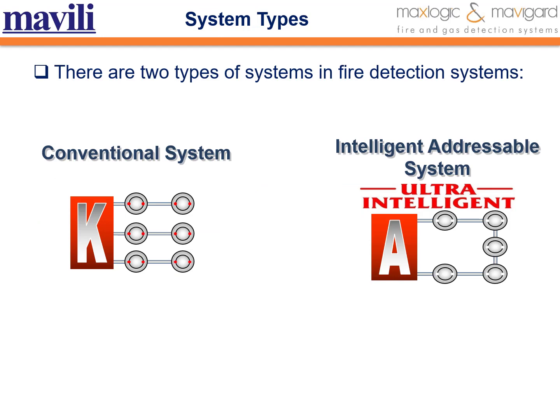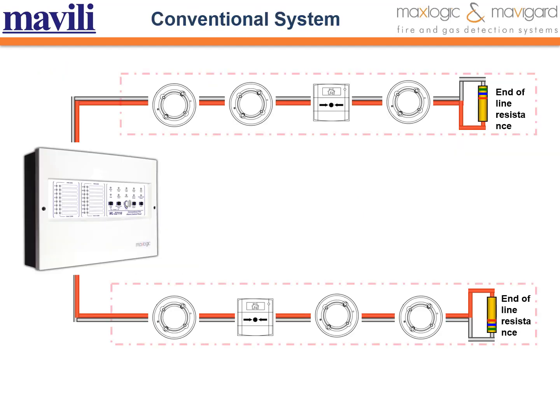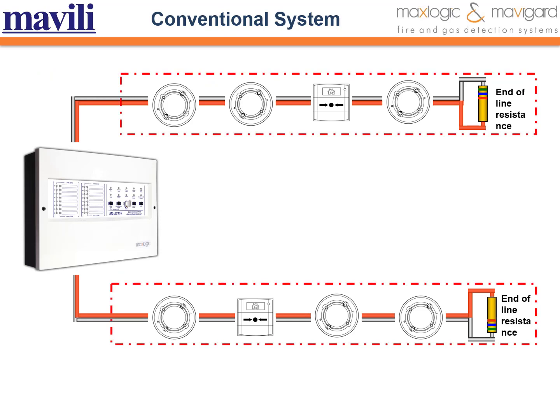System types. There are two system types in fire detection systems. Those are the intelligent addressable system and the conventional system. Addressable and conventional systems differ from each other technologically.